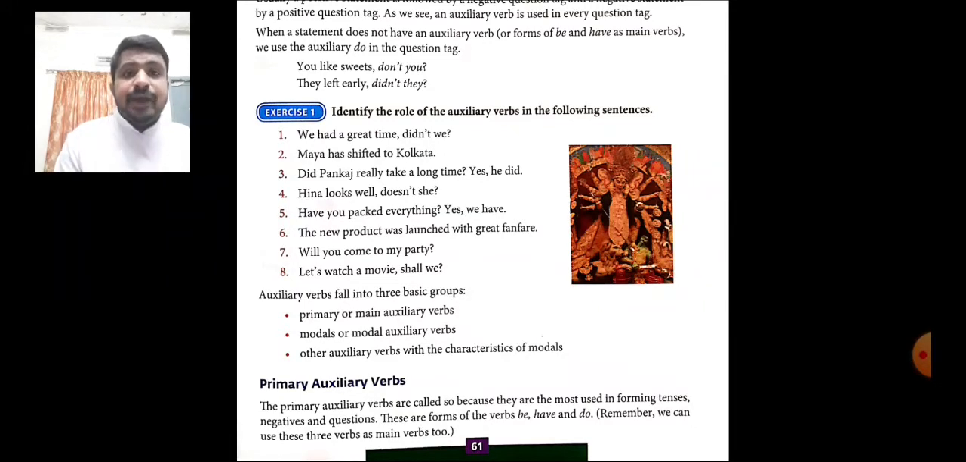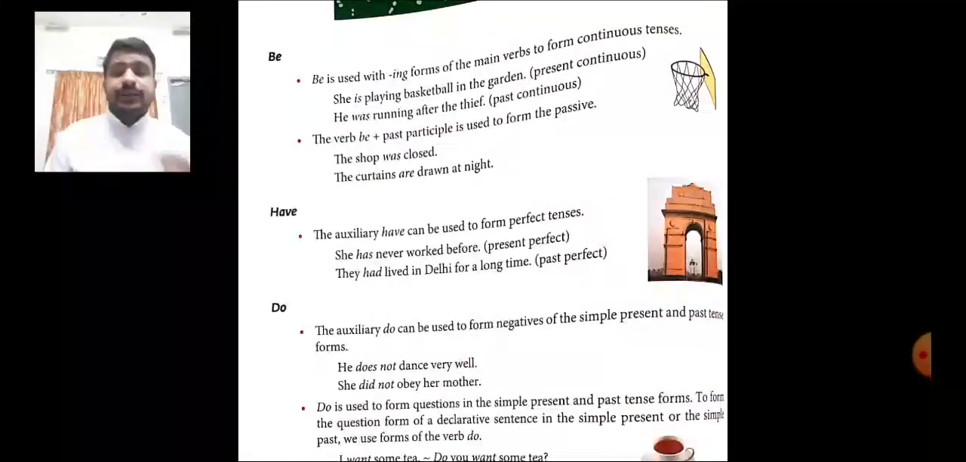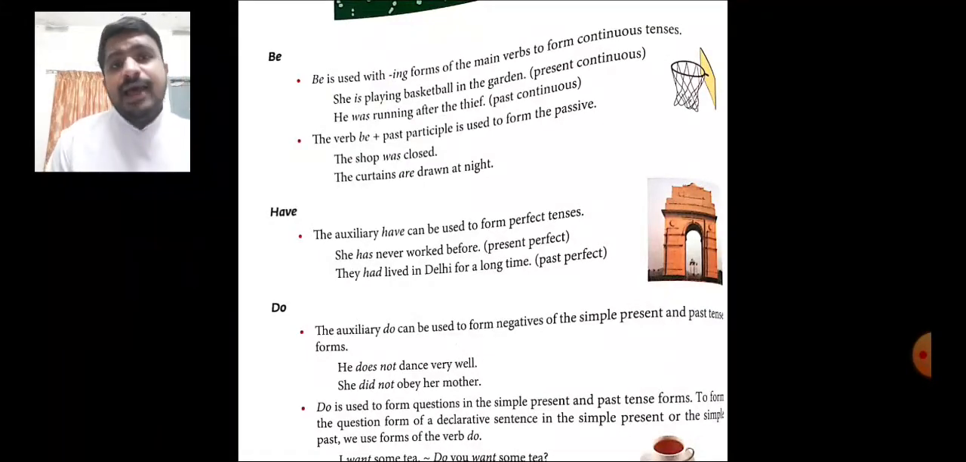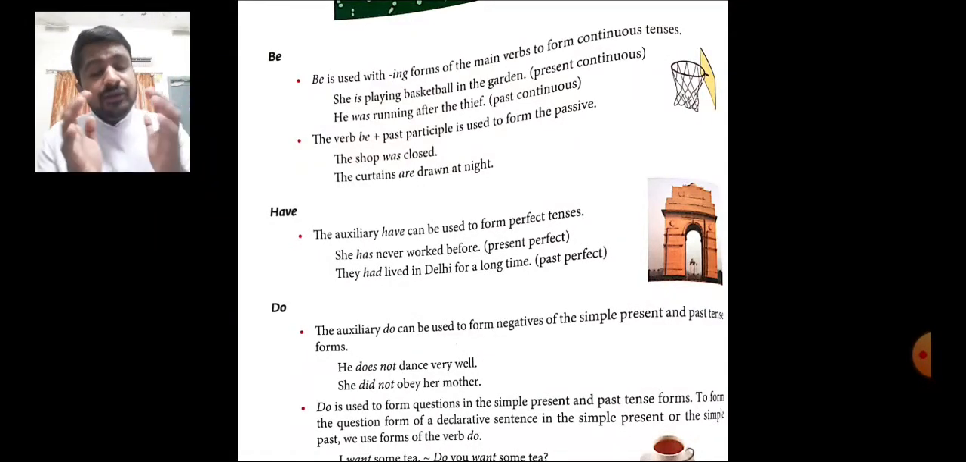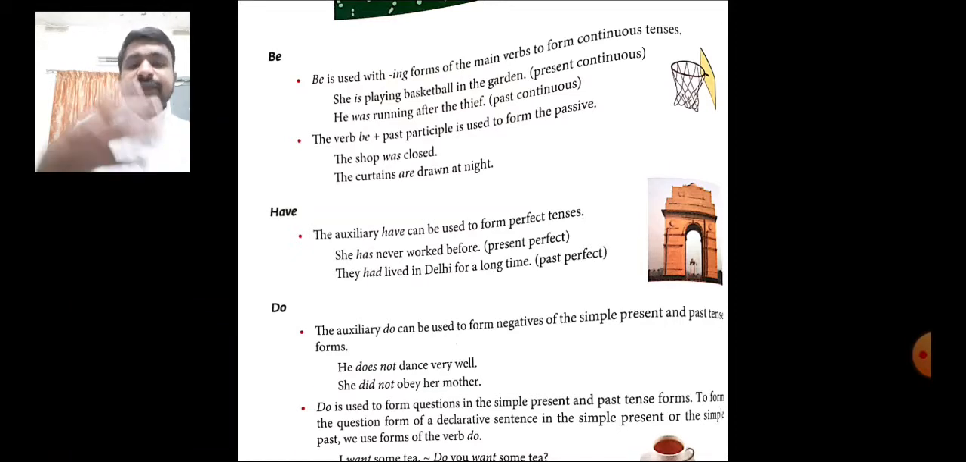Now, why are some verbs called primary auxiliary verbs? They are called primary auxiliary verbs because they are used to form tenses, negatives or questions. And there are three: the forms of be, have, and do. And one more thing, last year you might have studied that these auxiliary verbs can also be used as main verbs. Now we are going to see the usages of these three.